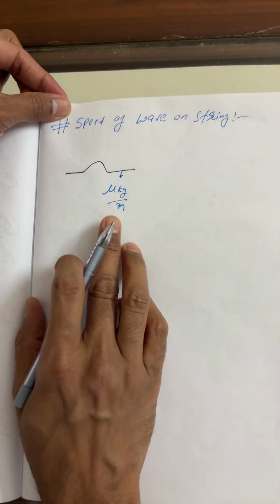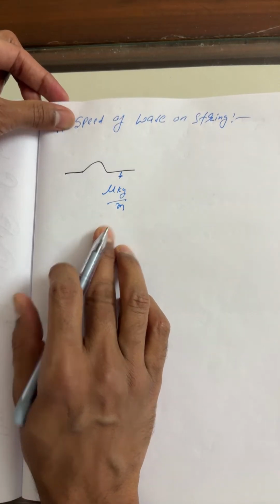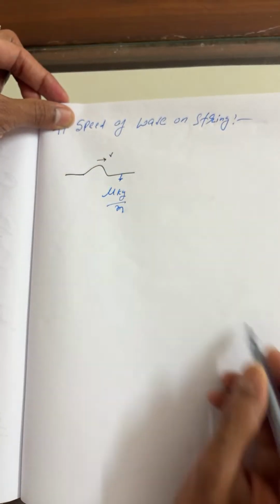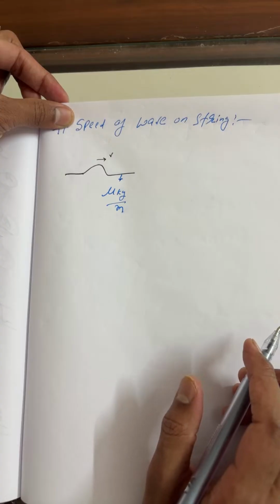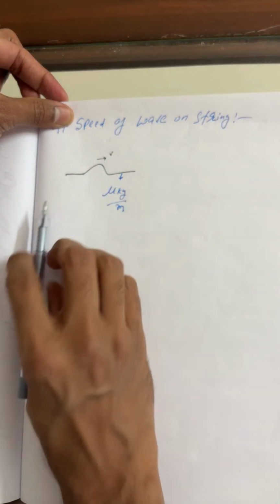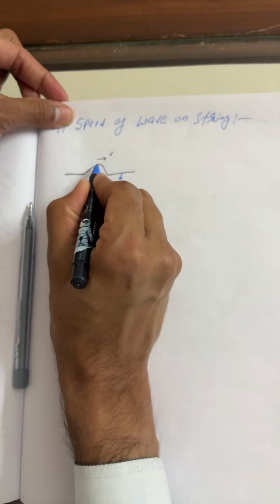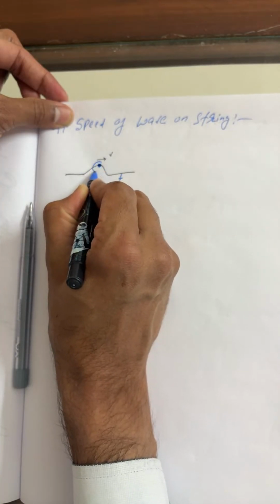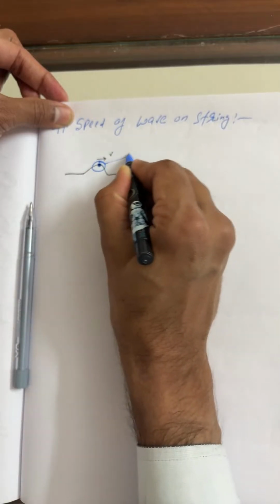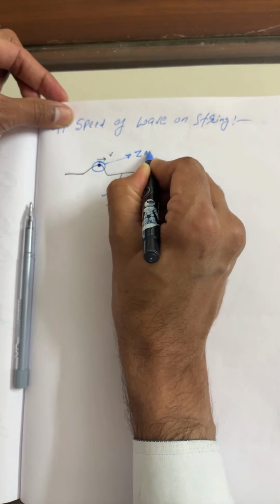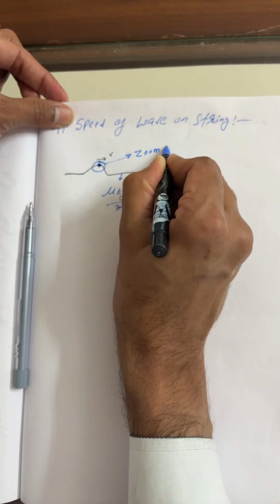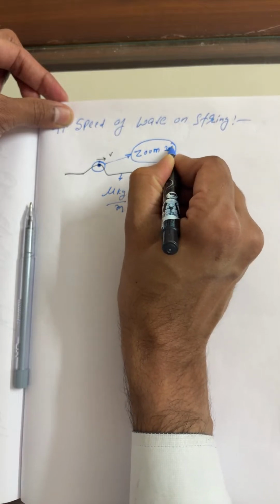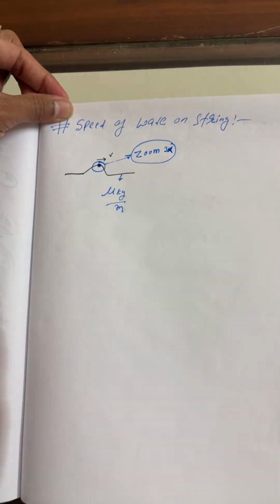Now mu kilogram per meter, right? Let us suppose this is the direction of velocity of wave. Beta, we concentrate here on this idea. I'll make a zoomed view of this part. Let's say this is zone 3x.